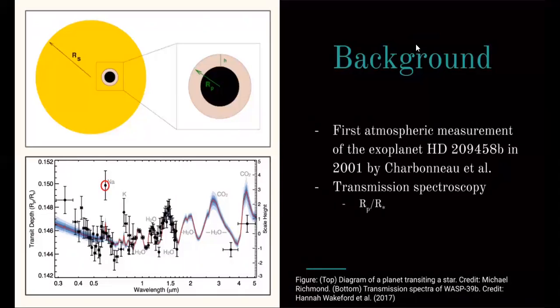Looking at this elevated point here, labeled Na for sodium, this point is elevated because at the wavelength where sodium is observed, the radius of the planet appears larger. This exoplanet's atmosphere is blocking more light at the wavelength where sodium is being absorbed. This means that sodium is present.